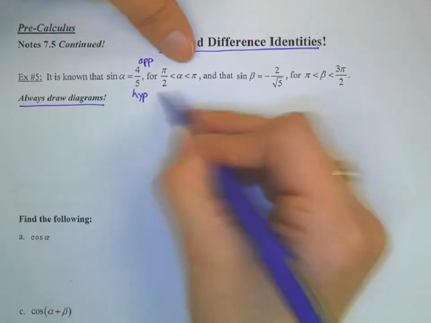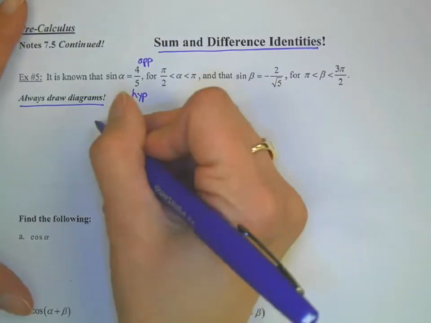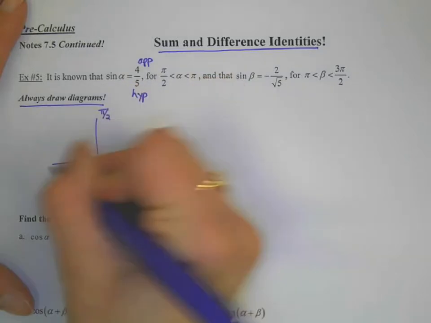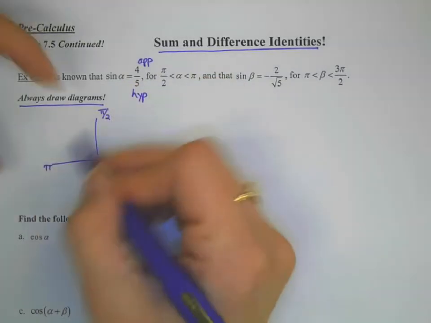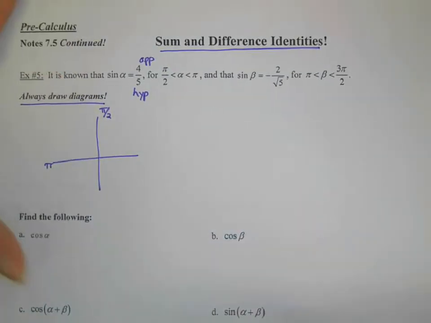Okay, now here's our clue. The alpha angle is between pi over 2 and pi. So let's try to figure out where pi over 2 and pi is. That's right here, so I'm going to draw mine in quadrant 2. Now let's make sure we do this the right way.